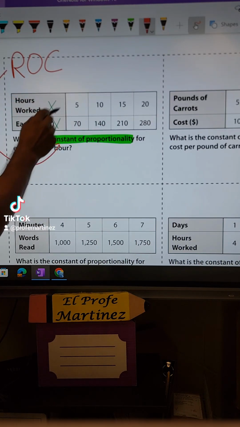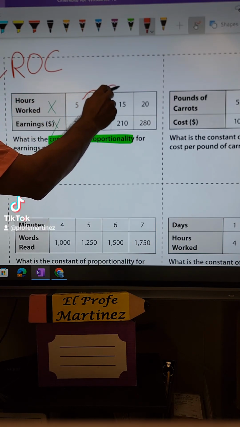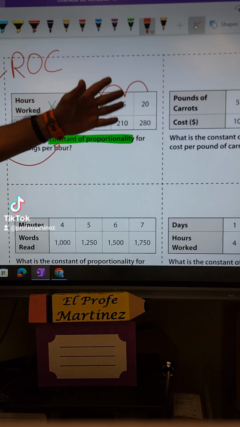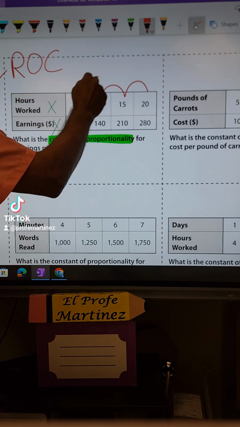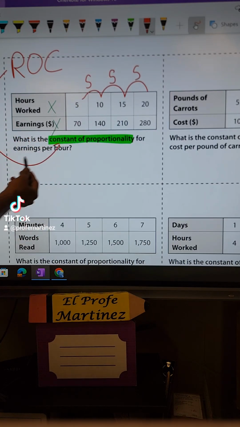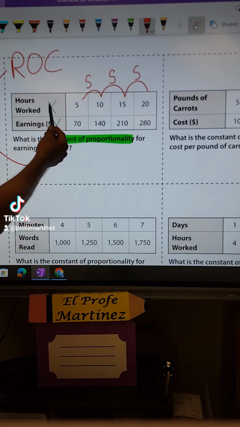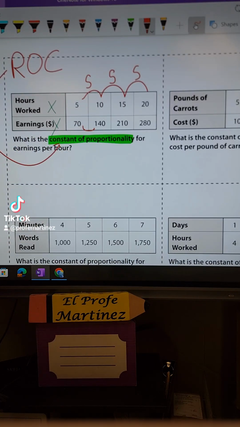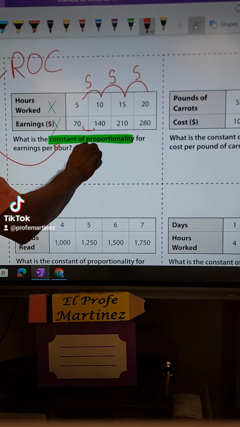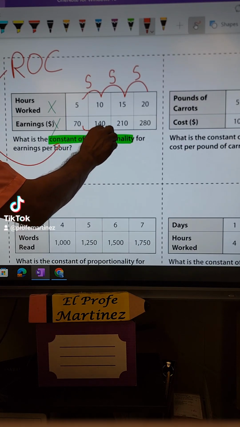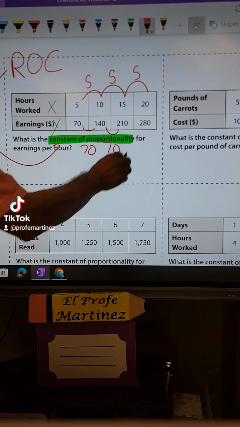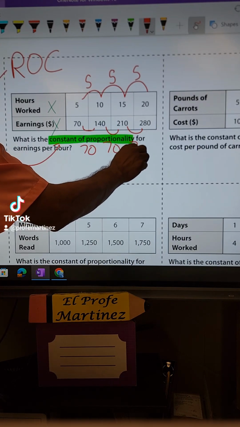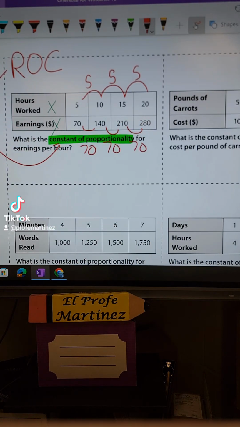All you have to do is look here. How much are you going by from the left to the right? As you can see, it's going by fives. Then look at your earnings. At the same time the hours are going up by five, the earnings are going up by another constant, 70. 70 plus 70 is 140. 140 plus 70 is 210. 210 plus 70 is 280. That gives you your pattern in your hours worked, your X value, and earnings, your Y.